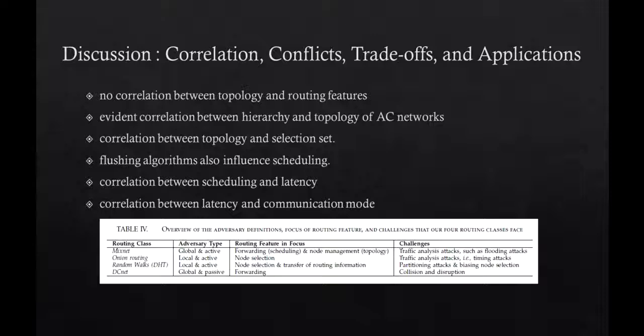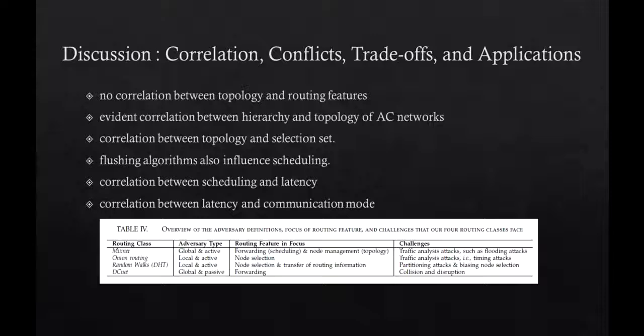admin. The second is correlation between hierarchy and topology of AC networks. Hierarchical AC networks do not have a fully connected network structure. Remember, we discussed in DC net based protocol in Herbivore, where the participants are organized in star topology, which are then again connected in a ring topology. This results in the nodes being hierarchical, right? That is why the network structure is partial.